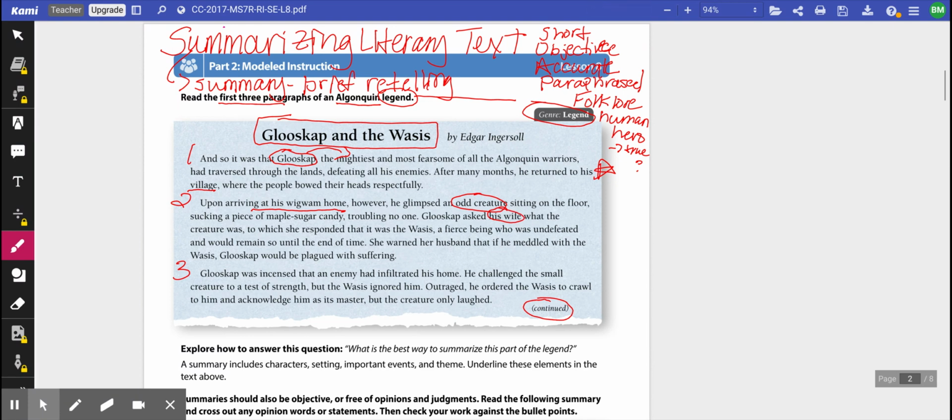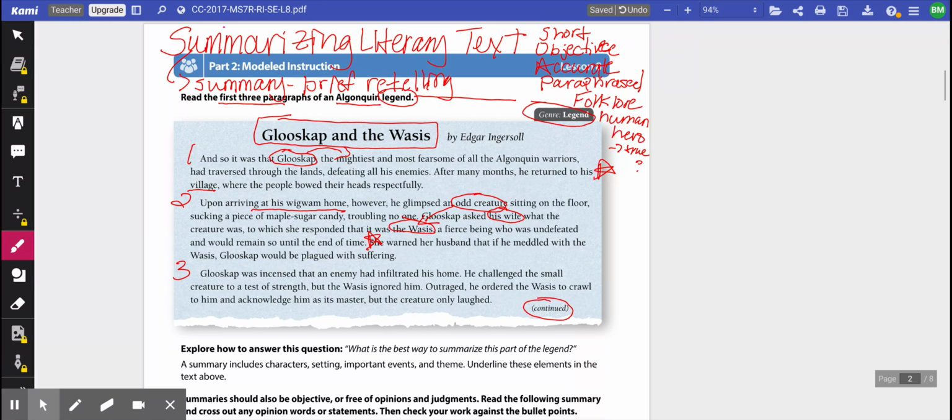And she tells him that this odd creature is called the Wessis. And it's a fierce being who is undefeated, right? So our next major thing is that she warns her husband not to meddle with him because he'll just cause suffering.